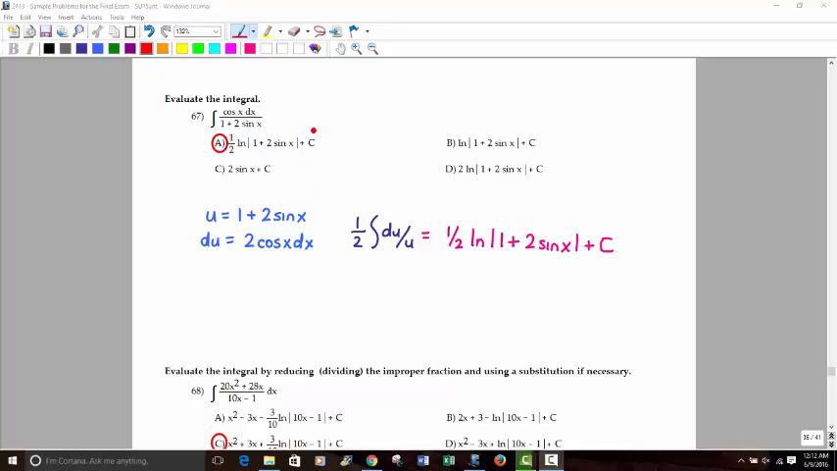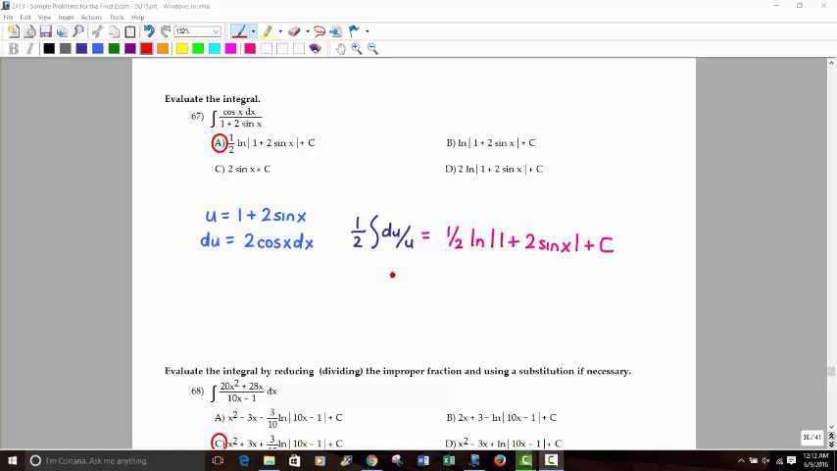All right, number 67 is a substitution problem. You let u be 1 plus 2 sine of x, which makes the derivative 2 cos of x dx, which produces this 1/2 out in front, because it'd be 1/2 du equals cos x dx. So you have 1/2 du over u, which du over u is the same thing as u to the negative 1, and that produces natural log.